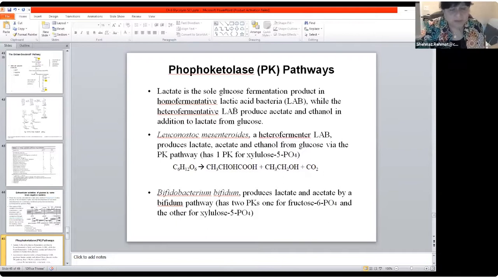Whilst the heterofermentative bacteria can produce more than just lactic acid, they can produce acetate and ethanol as their other end products. So there are two kinds of lactic acid bacteria, ones that are called homofermentative, the others that are called heterofermentative. And these two bacteria that we will describe that have the PK pathway are heterofermenters. Okay, so Leuconostoc mesenteroides and Bifidobacterium are heterofermenters, and these are supposed to be very good bacteria.